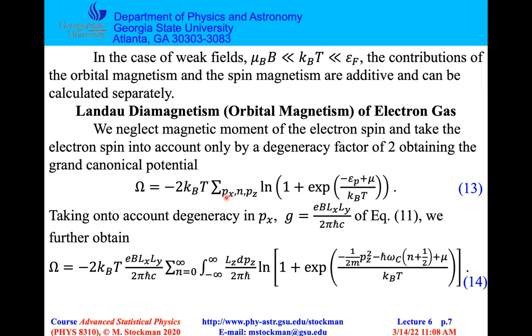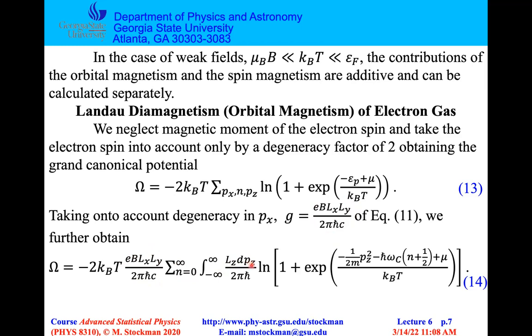Now the summation in Px can be done. There is full degeneracy in Px, and this is the degeneracy factor, so this is how many times each state in y and z repeats without change of energy when I change the state in x direction. This is the factor of degeneracy. You need to multiply by it. So multiplying by this factor, I take into account the summation over x coordinate. I'm left with the summation over the Landau oscillator number, an integer running from 0 to infinity.